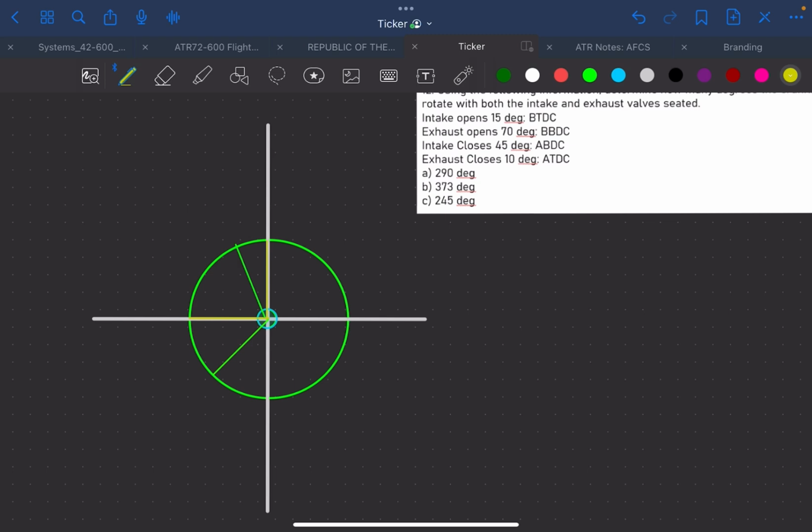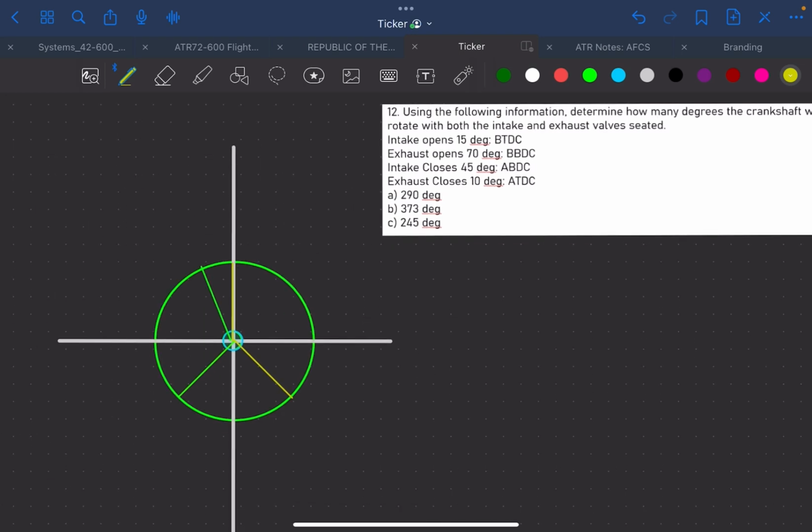We are now at our compression stroke. It reaches top dead center. The power stroke. And after another 90-degree turn, 70 degrees before bottom dead center, the exhaust valve opens.